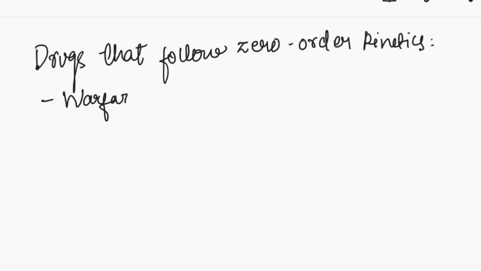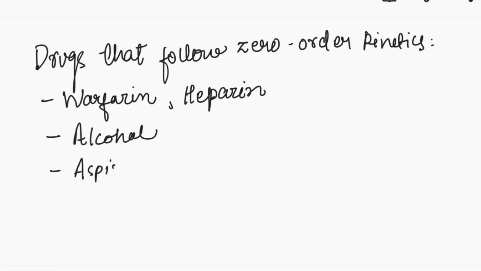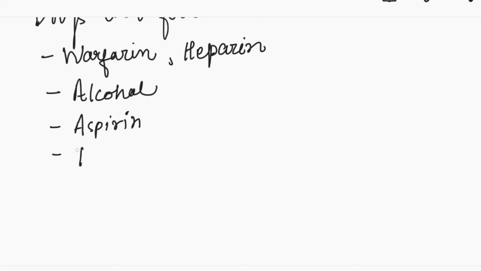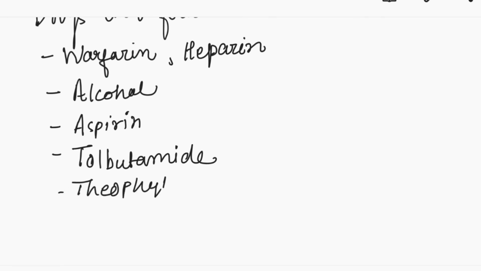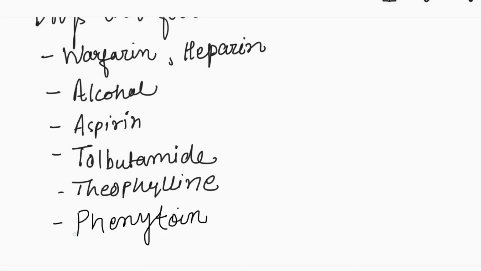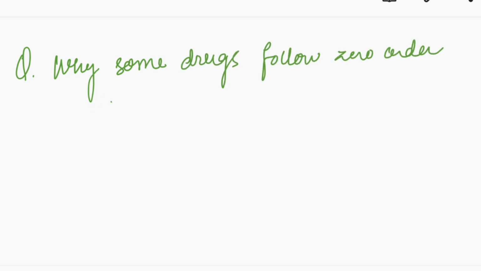These include warfarin and heparin, which are anticoagulants, alcohol, aspirin, which is an NSAID, tolbutamide, which is an oral anti-hyperglycemic drug used in diabetes mellitus, theophylline, which is used in the treatment of COPD and asthma, and phenytoin, which is an anti-epileptic.